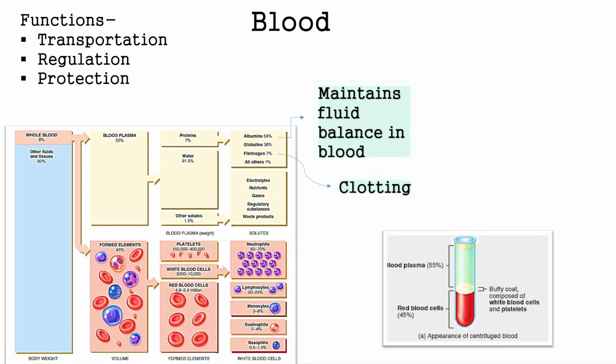Blood functions: the function of blood is transportation, regulation, and protection. It maintains a fluid balance in blood. We have clotting that happens here as well through platelets, but also there's albumin, fibrinogen, and all those other things that ride around in plasma to help blood clotting.